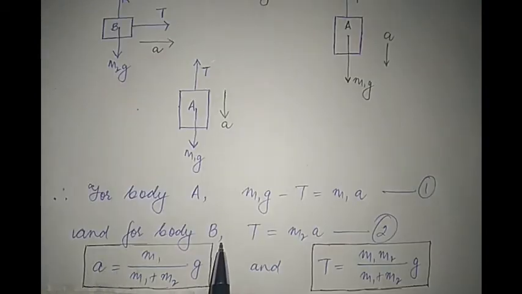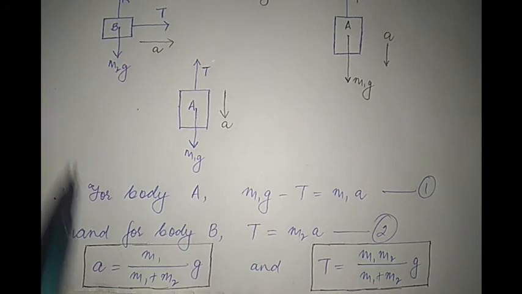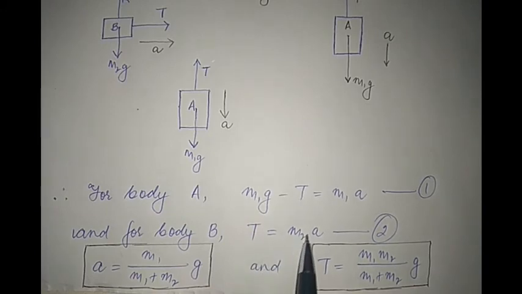Likewise, for body B, the only unbalanced force acting on it is the force of tension, and it is this force of tension which is producing the acceleration a, like I've already mentioned. Therefore, T is equal to its mass m2 into the acceleration produced in it. You can now solve these two equations. You can start by substituting the value of T from equation 2 in equation 1 and get the value of the force of tension and the acceleration. And you will see that the acceleration a will be equal to m1 upon m1 plus m2 into g, and the force of tension T acting in the string is m1 m2 upon m1 plus m2 into g.